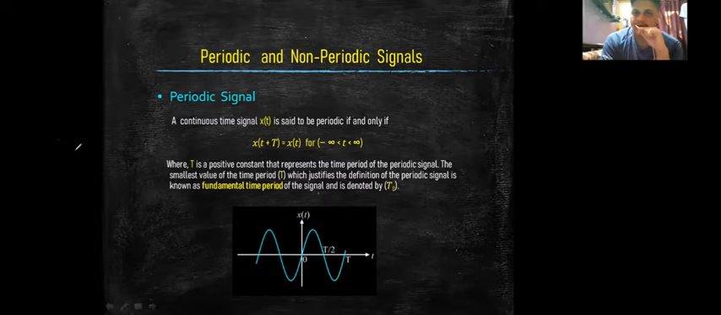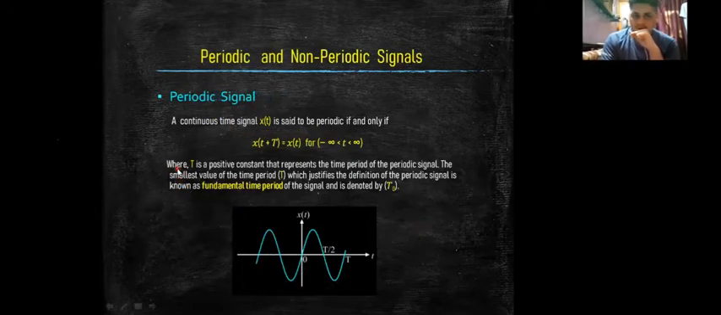Now let's take a look at the second type of signals, which are periodic and non-periodic signals. A periodic time signal, in this case x of t, is said to be periodic only if it satisfies this expression: x of t plus capital T is equal to x of t, for t between minus infinity to infinity.